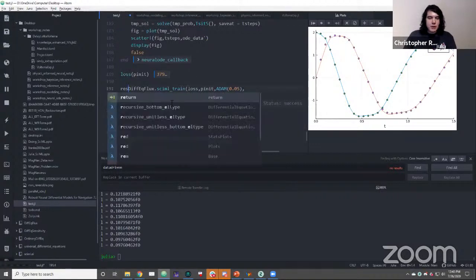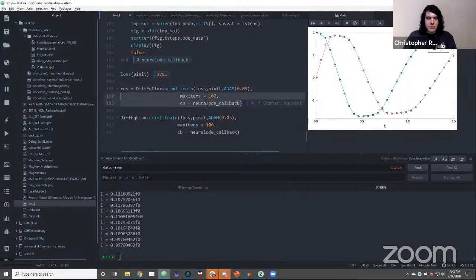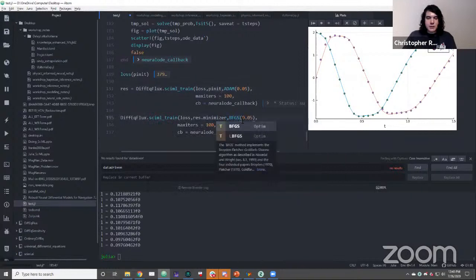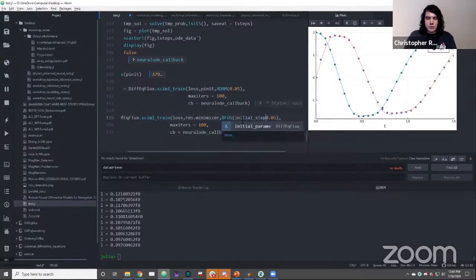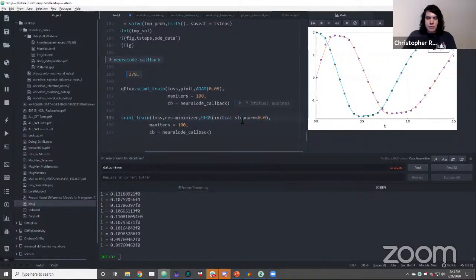So what we can do is have the result of our optimization be here, and then feed this result into the second optimization, which uses a different optimizer. So we can start with Adam and then move to BFGS. And I usually like to set the initial step norm a little bit smaller. So what I just did here is I say, start with Adam.